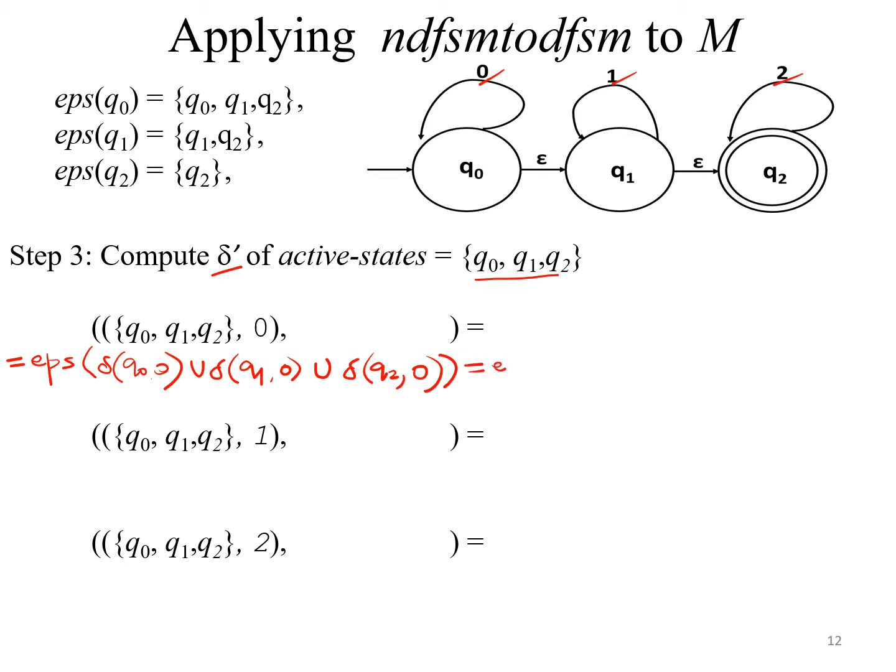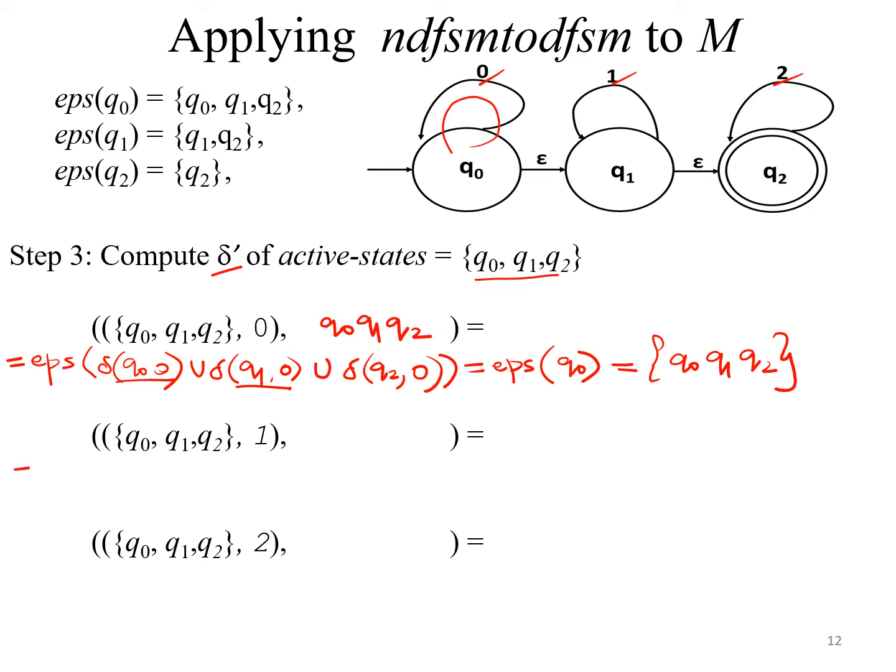That equals EPS of Q0, 0. So Q0, 0 is taking a self loop going to Q0. Q1, 0, there is no transition. Q2, 0 also there is no transition. So we are left with EPS of Q0. EPS of Q0 is Q0, Q1, Q2. So Q0, Q1, Q2 on 0 goes to Q0, Q1, Q2.